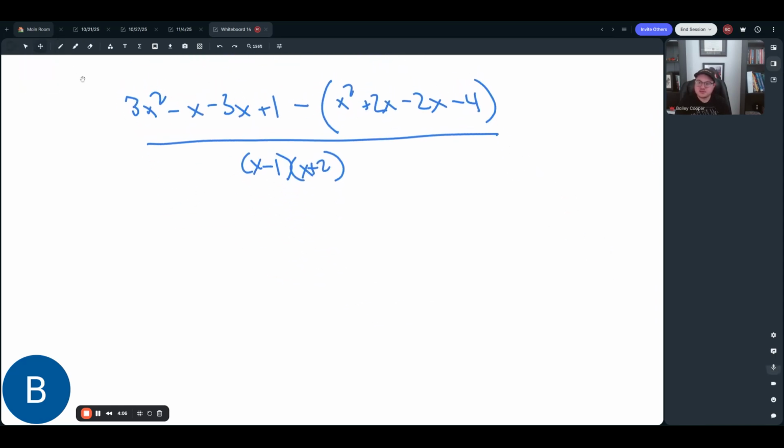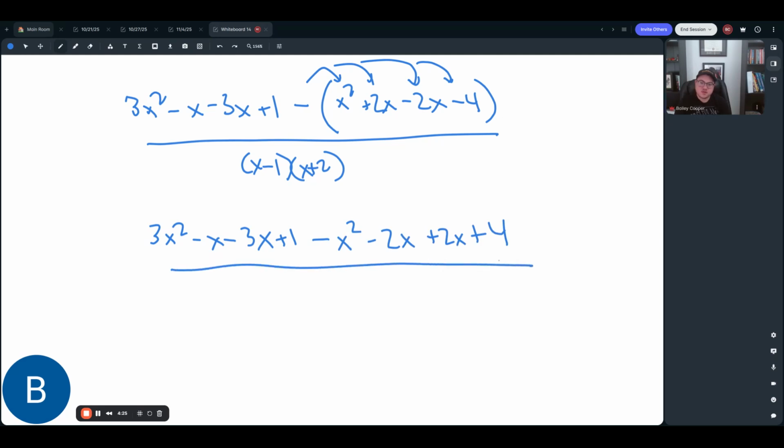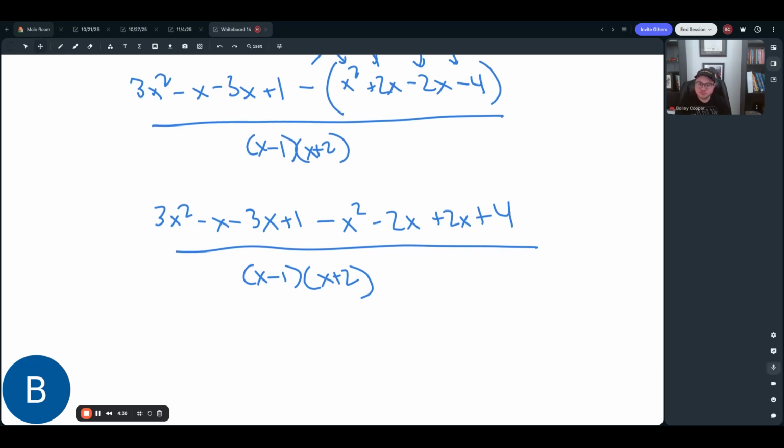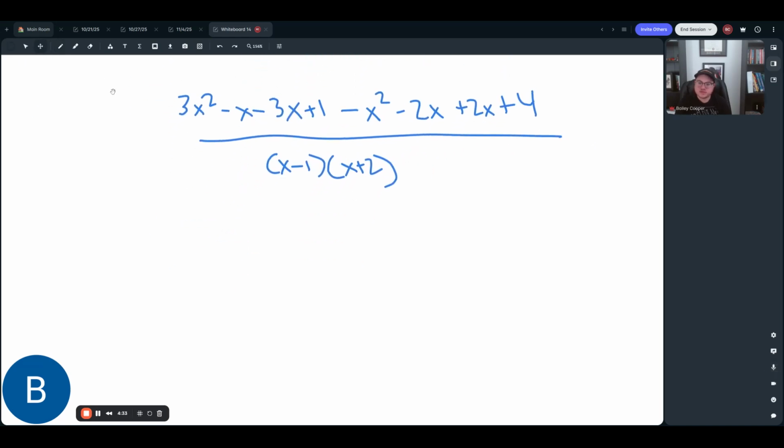Give us a little bit more space. And then let's distribute this minus sign now to everything here. So we'll rewrite our work here. That's going to be a minus x squared minus 2x plus 4 over our big thing here. Great, and now we can combine like terms since everything's out in the open up on our numerator. So we have a 3x squared minus x squared. Always remember to look in front of the number to make sure if it's positive or negative. So that is going to be simplified to 2x squared.